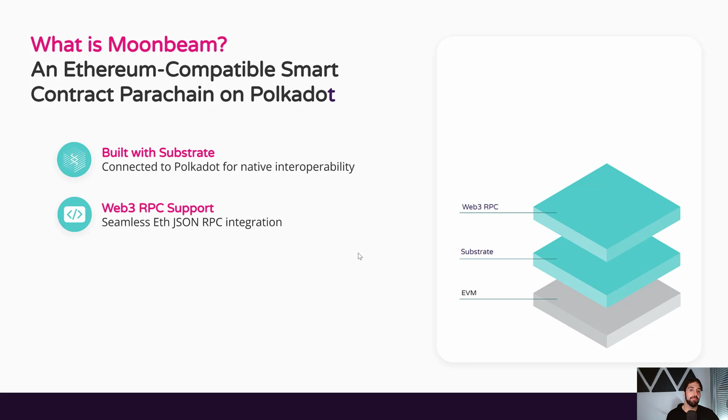The second benefit of Moonbeam is that it offers full Web3 RPC support. This provides seamless ETH JSON-RPC integrations, and this is why, for example, wallets like MetaMask or Ethereum development environments like Hardhat or Truffle work seamlessly. Because at the base layer, all these tools provide a very nice user interface for users or developers, but underneath, they're making ETH JSON-RPC calls to a node.